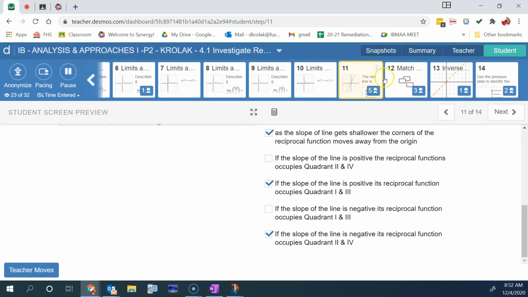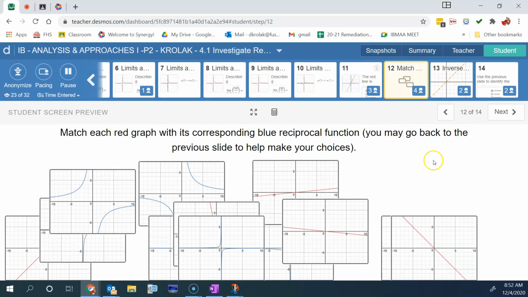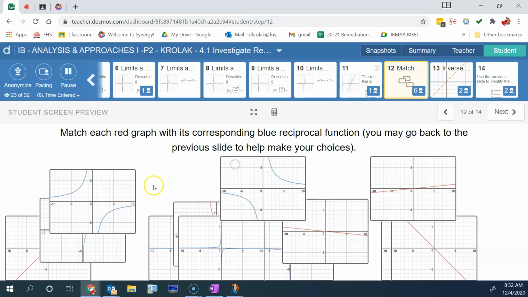Now, the next to the last one, what you're going to do is take the graphs and pair them up. Based on the slope of the graph, you're going to pair it up with its reciprocal function.